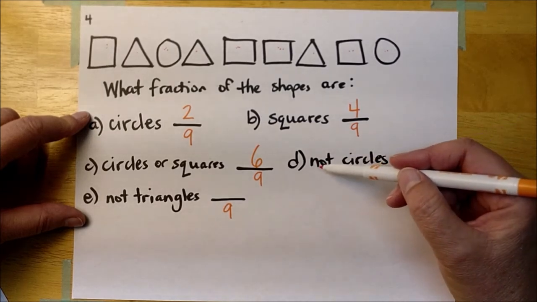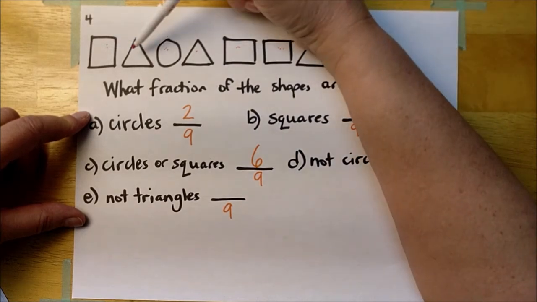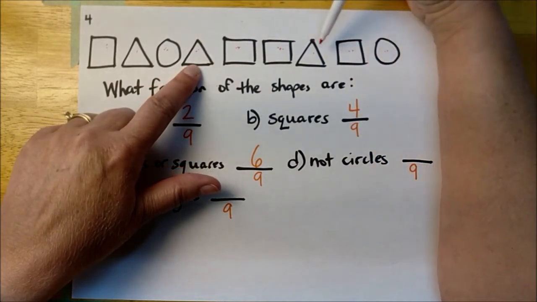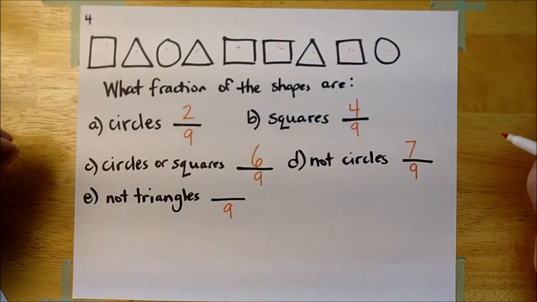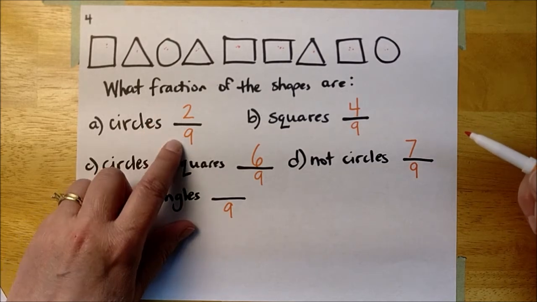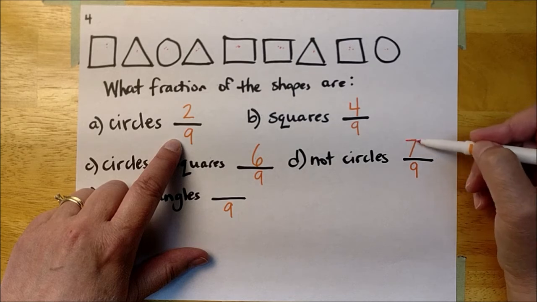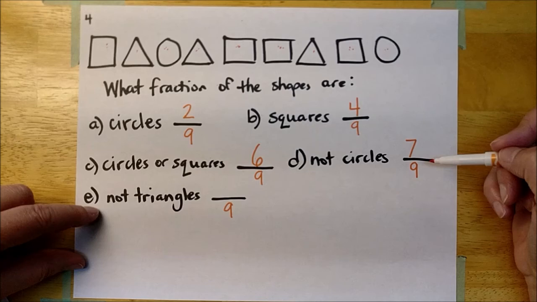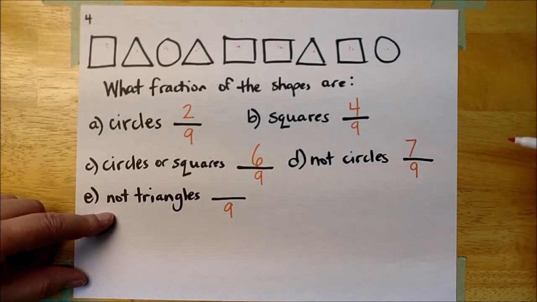Now I have to count how many of them are not circles. So 1, 2, 3, 4, 5, 6, 7. 7 of my shapes are not circles. And that makes sense because over here I said that 2 of my 9 were circles. So that means the rest of them were not circles. So 9 take away 2 is 7. So there's my 7/9. And now I need to figure out how many of these shapes are not triangles.